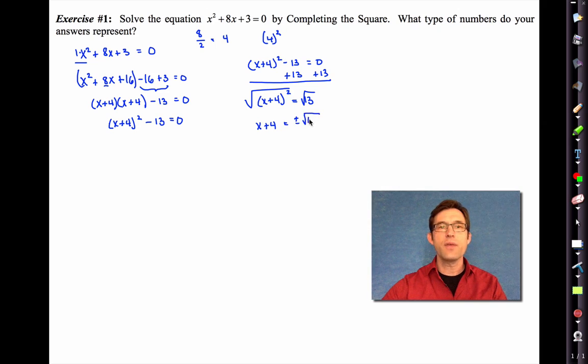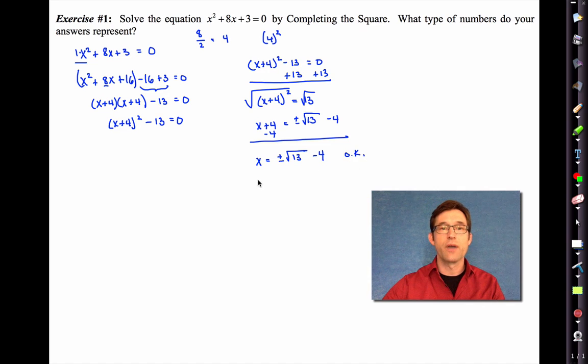Now, there's nothing we can do with the square root of 13. 13 is not a perfect square. It's also a prime number, so we can't even simplify that radical. That's as much as we can do. And then we'll subtract 4 from both sides. Now, it would be completely okay to leave your answer looking like this, plus or minus the square root of 13 minus 4. That's okay.